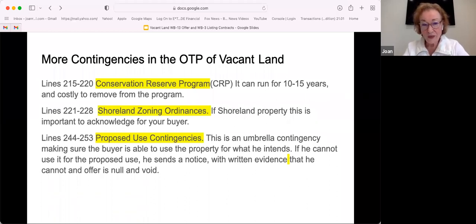If he finds out during the run of the contingencies that his proposed use cannot be fulfilled, it's just like getting out of any other contingency. The buyer sends a notice with written evidence that he cannot use it the way he intended, and the offer is null and void. Remember, that system works for all contingencies. If a buyer wants out on a contingency, send a notice and send evidence. So what we're going to get into in the next slide is all the sub-contingencies under proposed use.